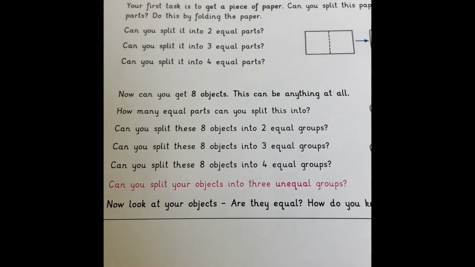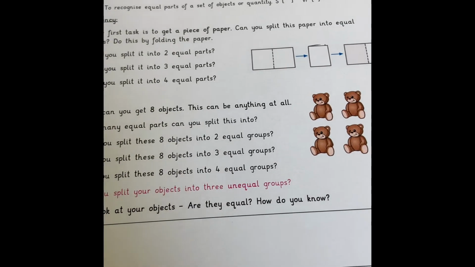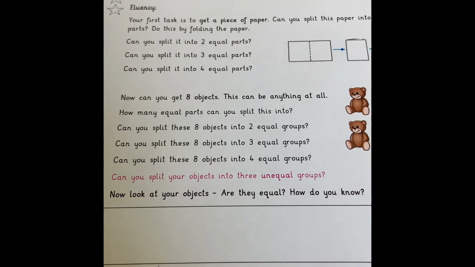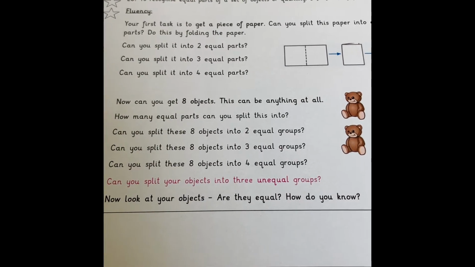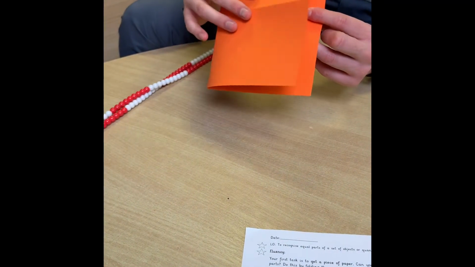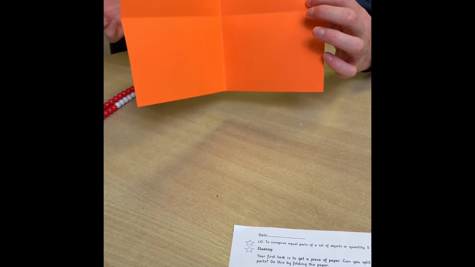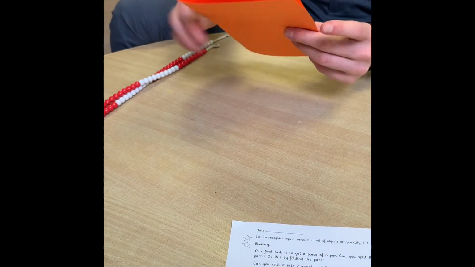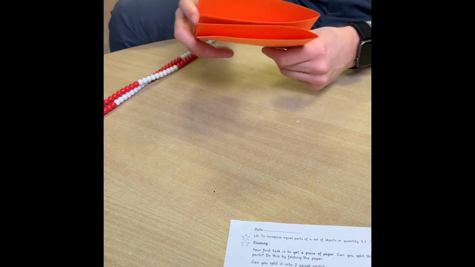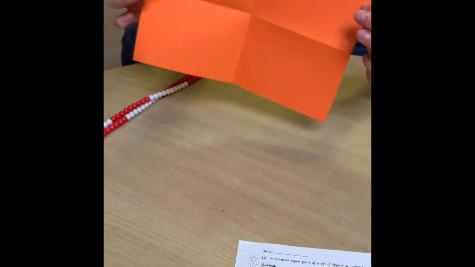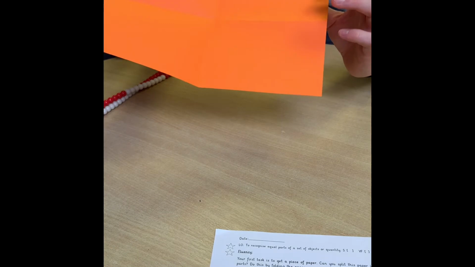If you're a 2-star in maths, this is your fluency activity. Your first task is to get a piece of paper. Can you split this paper into equal parts? Do this by folding the paper. So we have our piece of paper here. Can we split it into 2 equal parts? Can we split it into 4 equal parts? Can we split it into 3 equal parts?